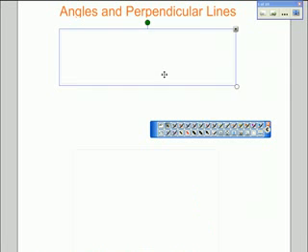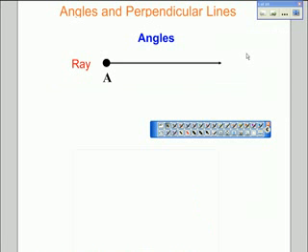So start with our first definition, ray. A ray is similar to a line, but it has one distinct endpoint, and it goes on in the other direction forever and ever and ever. So it's not really a line, it's a part of a line with one distinct endpoint. Remember, a line is a series of points that goes on and on and on forever and ever in either direction. This one, a ray, stops.